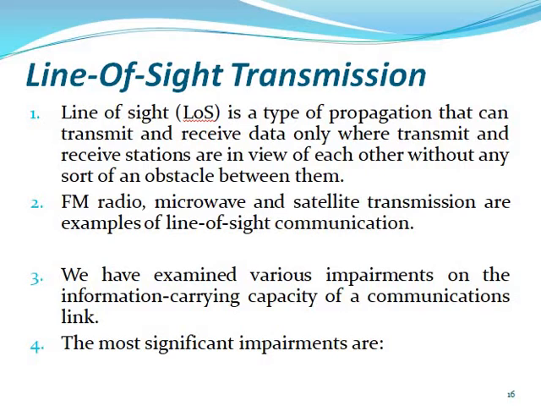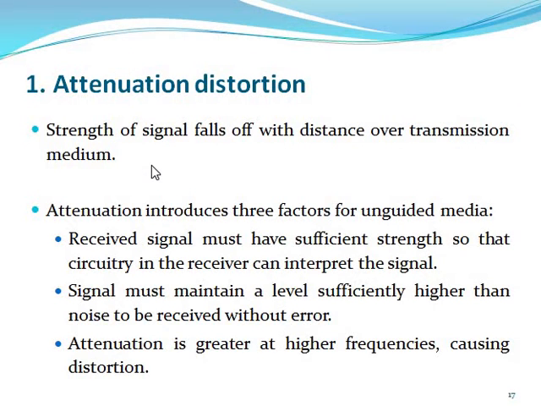We have examined various implementation information carrying the capacity of the communication link. Which impairment factor is most affected, we can show: the attenuation of the signal and the distortion. So the strength of the signal falls off with distance over the transmission medium. So how a signal is transmitted from one point to another and which factor is affected, we can show the attenuation. It introduces three factors of unguided media. So we can show the guided and unguided media.